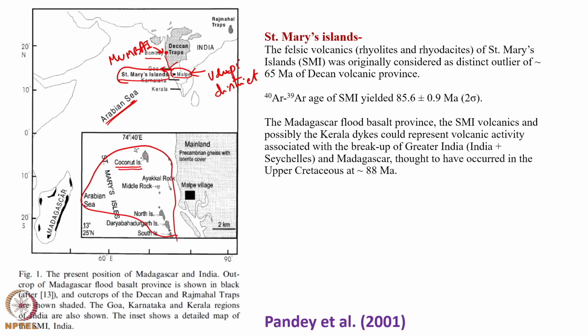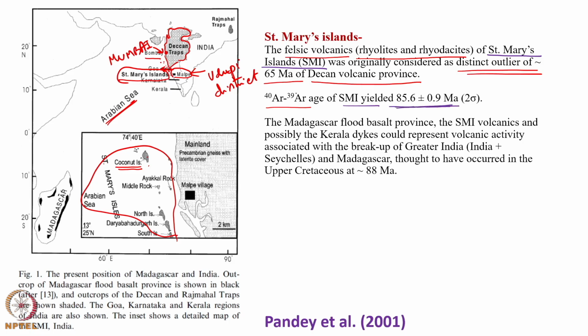The rock types in these islands are felsic volcanics, rhyolites and rhyodacites. It was originally considered to be an offshoot or a product of the around 65 million year old Deccan volcanic province. This is the main exposure of the Deccan Trap. The Deccan Trap and the St. Mary Islands do not have a connection in between in terms of rocks; rather, there is the Arabian Sea. Now, when the dating was done by the 40Ar/39Ar method on the St. Mary's Islands rocks, SMI, it yielded an age of 85.6 ± 0.9 million years.